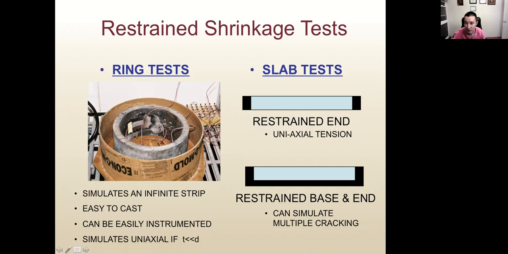We could also do the slab test. We can restrain the concrete from the two ends only. It's called restrained ends, also called uniaxial tension. Sometimes we can also restrain the concrete from the two ends and also the bottom. So we can measure the size of the crack, when the crack will occur, and also the spacing between the cracks.